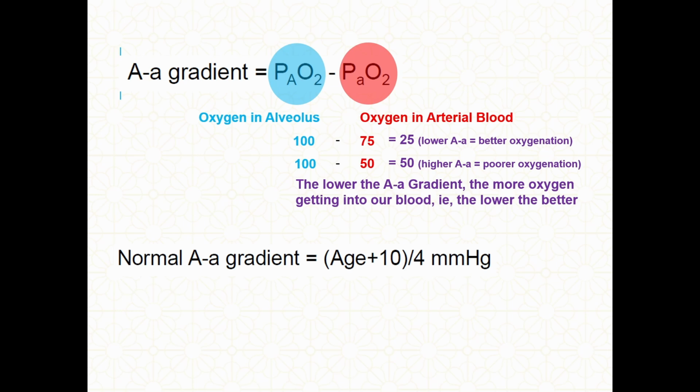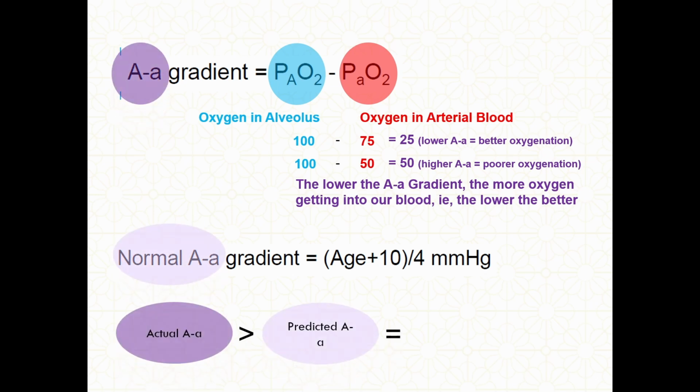So we can calculate our normal AA gradient. Now, usually I think they will give you this formula, but it is a fairly easy one to remember. So if you can memorize it, do. And we will compare what the normal AA gradient was, what we were expecting, to what we actually got. Now, if we got an AA gradient that was normal or lower, we would be very happy with that, because a lower AA gradient means that there's plenty of oxygen getting across into the blood.